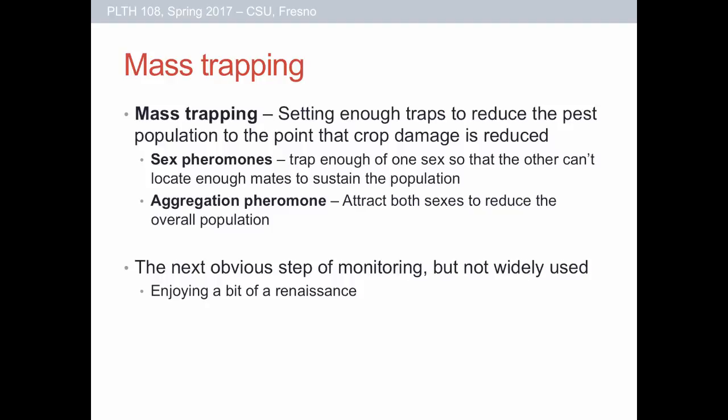But there are some systems where this has been used effectively, where you can design these sort of behavioral controls that do catch the majority of the pest. And typically you can do this either through just having a massive amount of sex pheromone in the system or using some sort of aggregation pheromone in order to catch both the males and the females.